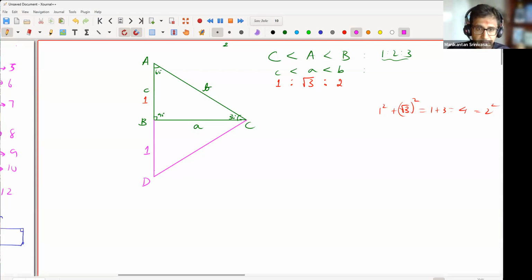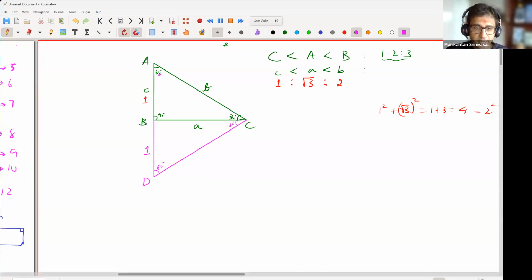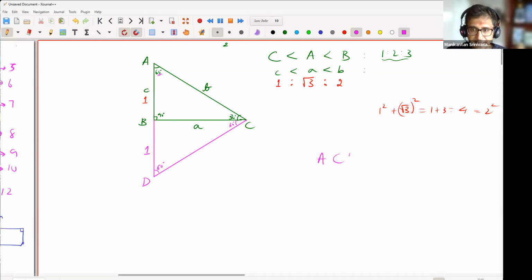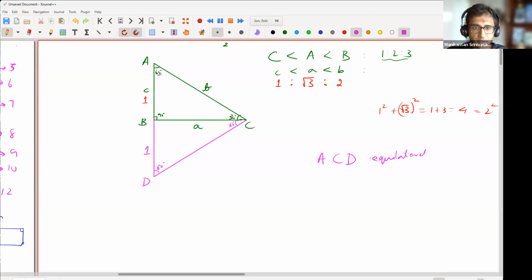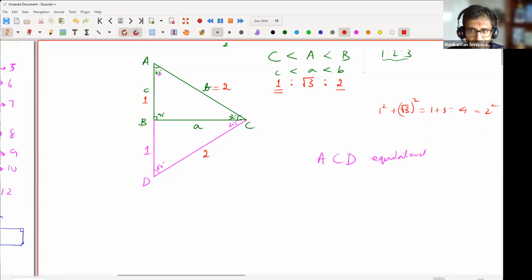Now because this is 60 degrees, by reflection this will also be 60 degrees, and this is 30, this is also 30. Now this big triangle ACD, you can clearly see is equilateral, right? 60, 60, 60. So all 3 sides have to be equal, which means we know AD is 1 plus 1, which is 2, which means AC should also be 2, and this should also be 2. Okay, so all 3 sides of the big equilateral triangle are 2 each. So we have already arrived at 1, we have already arrived at 2.